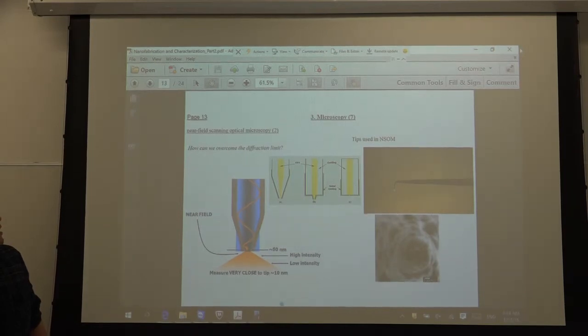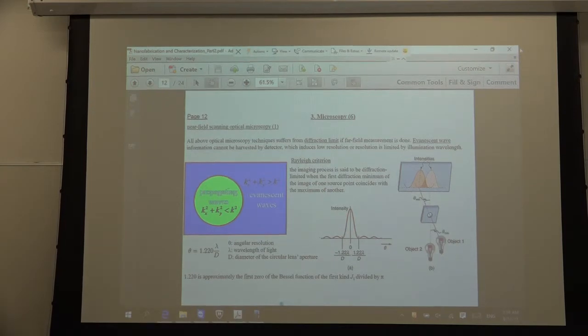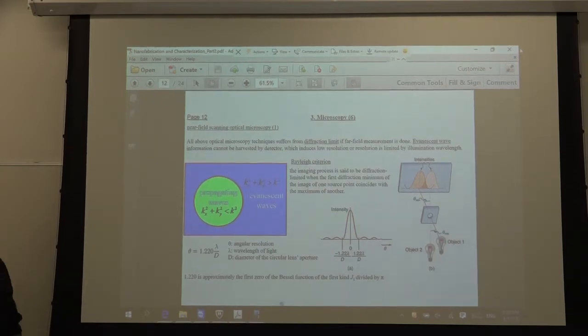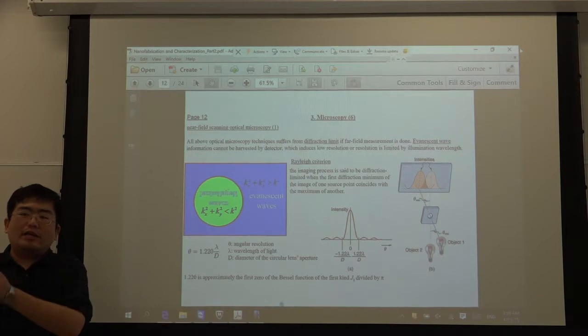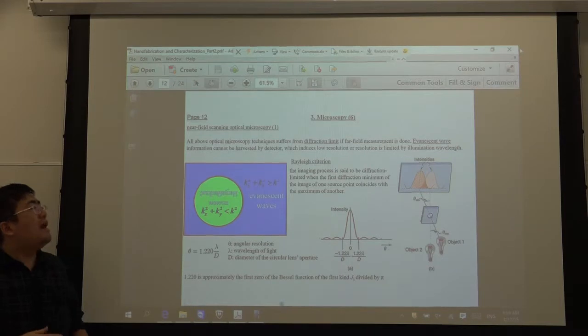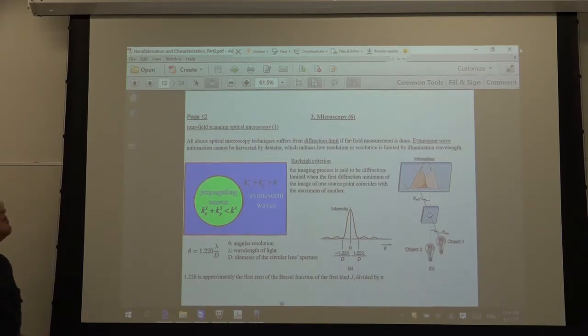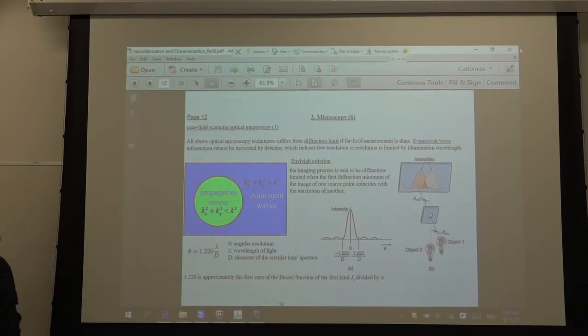But the techniques above suffer from the diffraction limit. If far field measurement is done, I mean if you collect the information from the far field, where the observing plane is very far from the source plane, you lose evanescent wave information. So this induces low resolution, with resolution limited by the wavelength. You must use UV light, very short wavelength light, to increase the resolution.